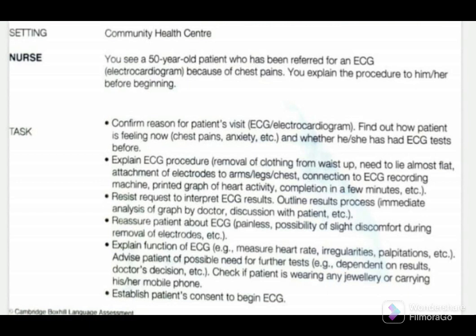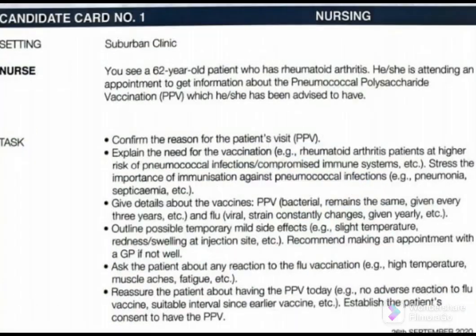In this question paper also, you can see the same scenario they have given. It is a suburban clinic and you see a 62-year-old patient who has rheumatoid arthritis. He or she is attending an appointment to get information about a pneumococcal polysaccharide vaccine (PPV), which he or she has been advised to have. So the first task is confirm the reason for the patient's visit. So how can we start?